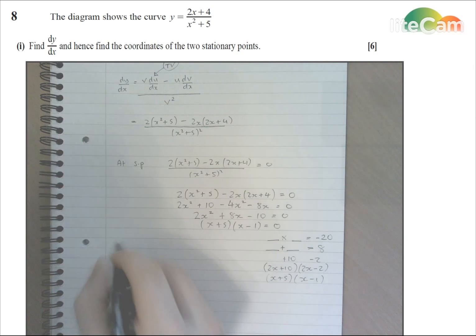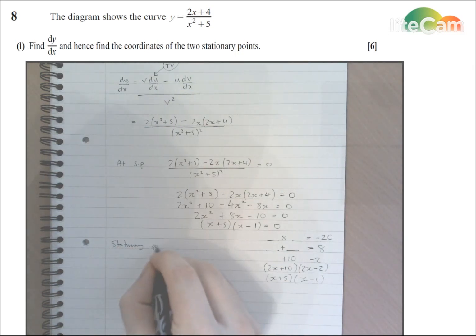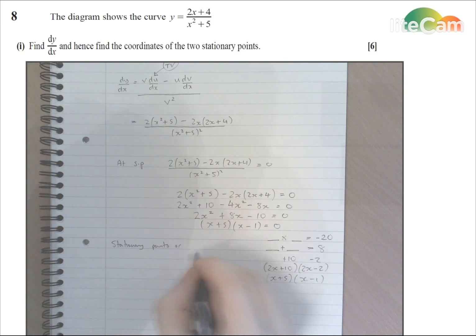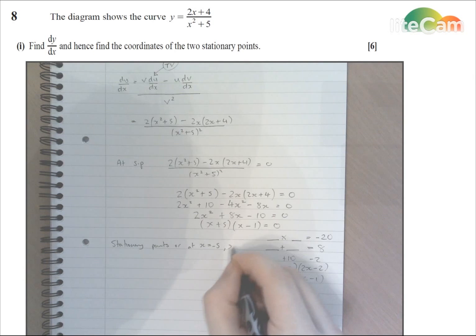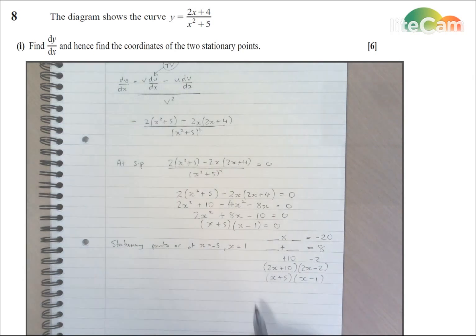So my stationary points are at x equals minus 5 and x equals 1. So there's one negative, one positive, like we expected from the graph, and this one is closer to 0 than this one, like the graph suggested as well. However, we've not answered the question yet. A lot of people make this mistake. We are interested in finding the coordinates of the stationary point, not just what x is. We've only found the x part of the coordinate.